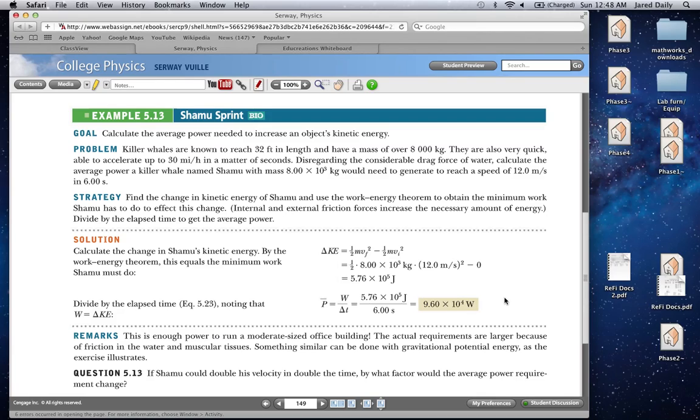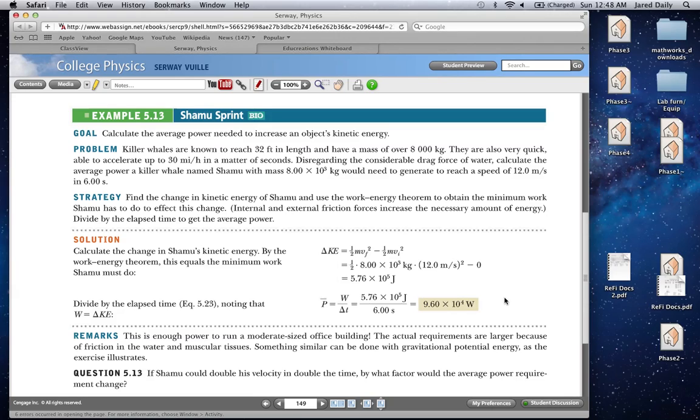So, we need to know this power. So far, what have they given us? They've given us a final speed. They've given us a mass. They've given us time, right? So we're doing good. A final speed, a mass, and a time should get us somewhere.